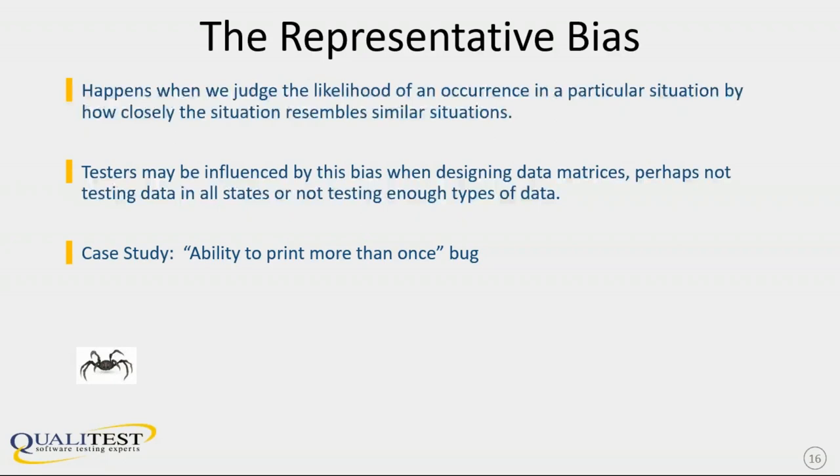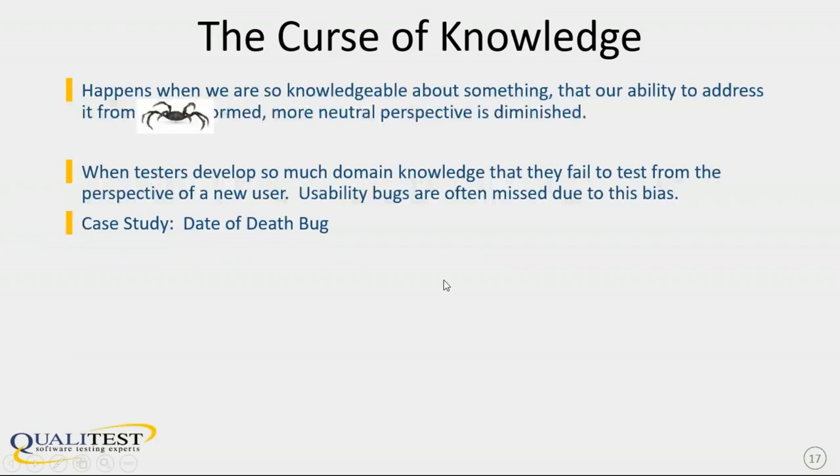Then there's the curse of knowledge. The curse of knowledge happens when we're so knowledgeable about something that we don't approach it from a more uninformed or neutral perspective. This happens a lot in testing, especially when we're testing the same application. It's a good thing for testers to become domain experts, to become experts in their respective applications. But the problem with that is that you may miss bugs that somebody unfamiliar with the application would find, particularly usability bugs. Just because we know how a workflow works doesn't mean that somebody who's never used the application is going to understand it.